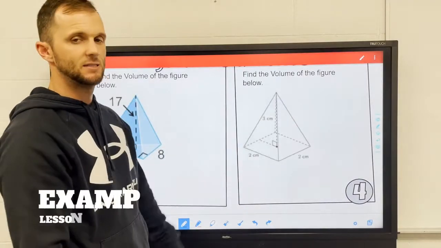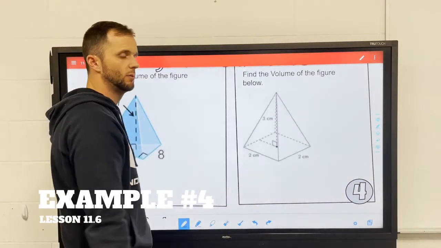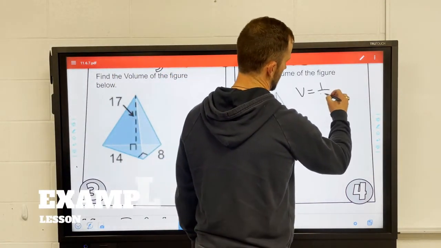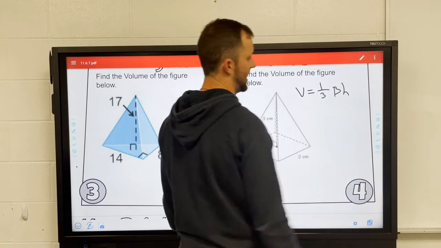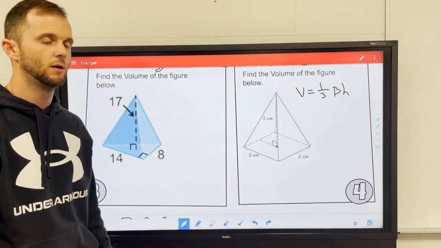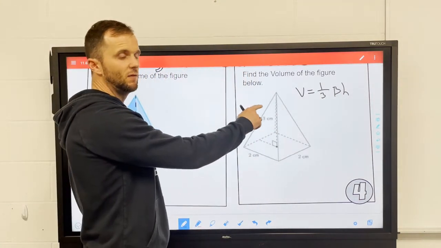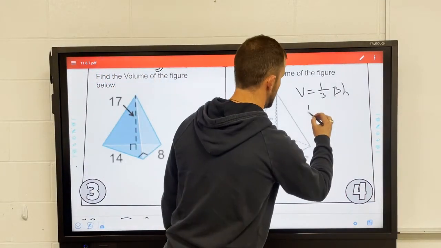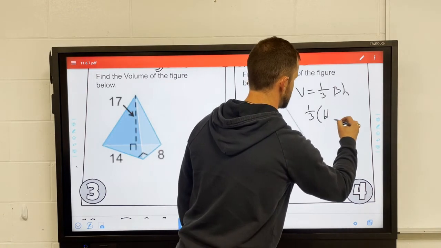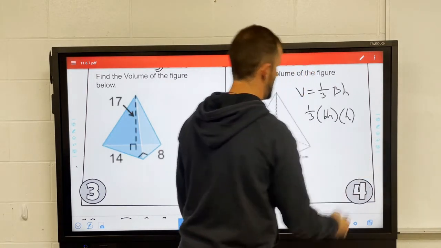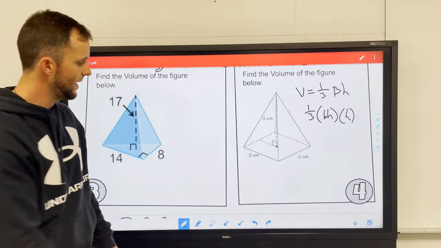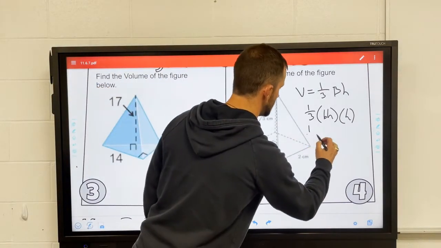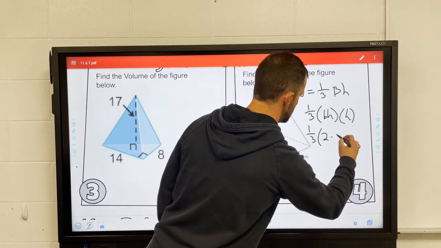All right, so on our last example, we need to find the volume of the figure below, and I have another pyramid. So remember, volume is equal to 1/3 the area of the base times the height for a pyramid and a cone. So right now, B stands for the area of the base. If you look, I have a square as my base. So I'm going to do 1/3 of base times height, and I'm going to multiply that by the height of my prism here. So right now the base and the height of my square down there is going to be 2 by 2. So I'm going to do 1/3 of 2 times 2.